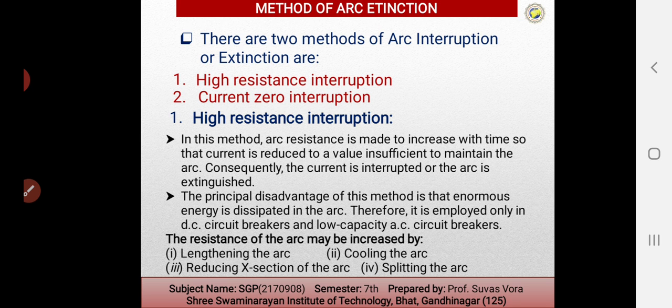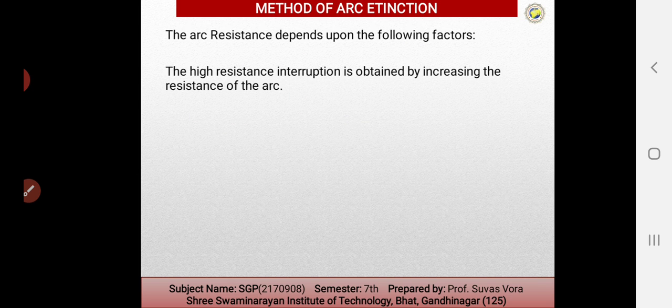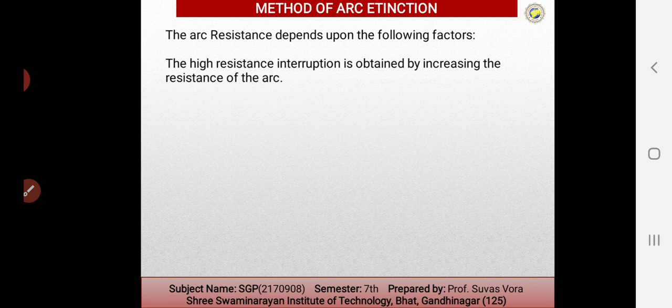So the resistance of the arc may be increased by lengthening the arc, cooling the arc, reducing the cross section of the arc, and splitting the arc. Now the arc resistance depends upon the following factors. So we can discuss the high resistance interruption, which is obtained by increasing the resistance of the arc. So the equation is R equals V arc upon I arc, where I arc means current in arc, V arc means voltage across the arc, and R is resistance of arc.